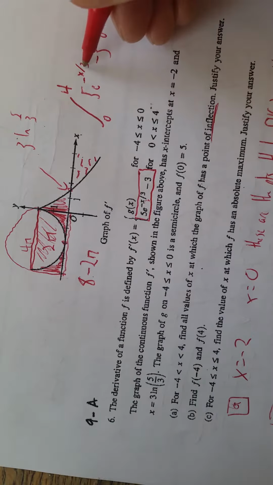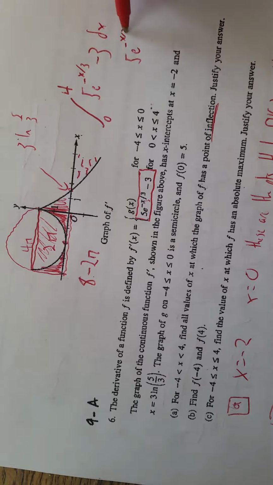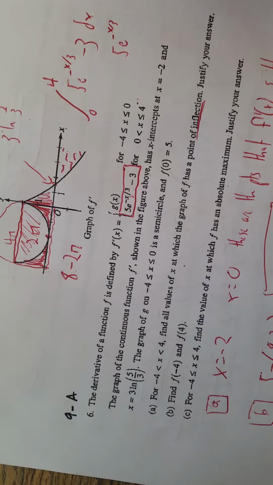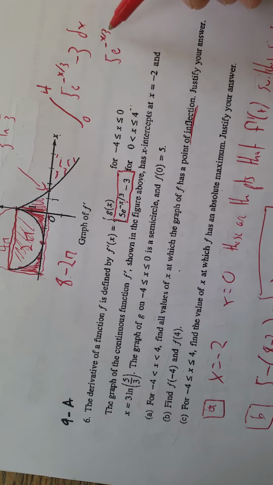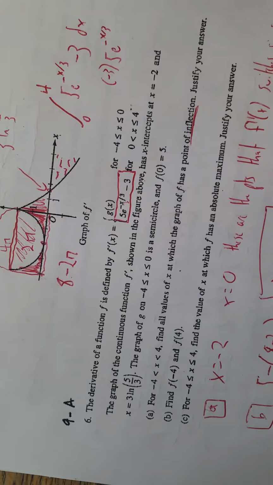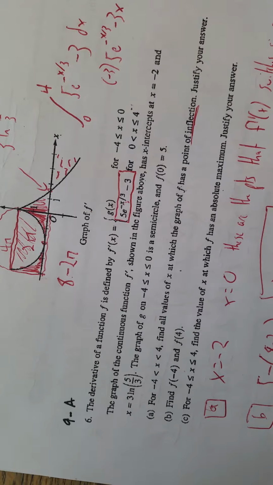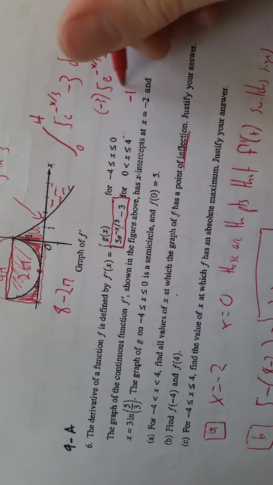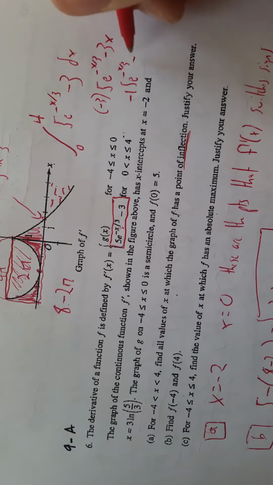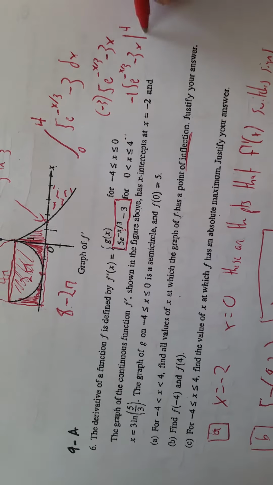So we need an antiderivative here. Okay, so the antiderivative is going to be 5e to the negative x over 3. But then we need to compensate for the chain rule. So we need to divide this by negative 1/3. That is the same thing as multiplying by negative 3. Okay? Then the antiderivative of negative 3 is negative 3x. There's our antiderivative. And I'm just going to make it negative 15e to the negative x over 3 minus 3x. Now we have to plug in 4 and 0.